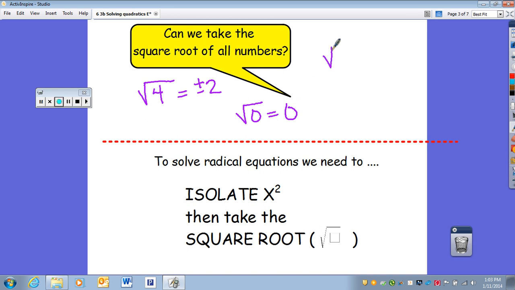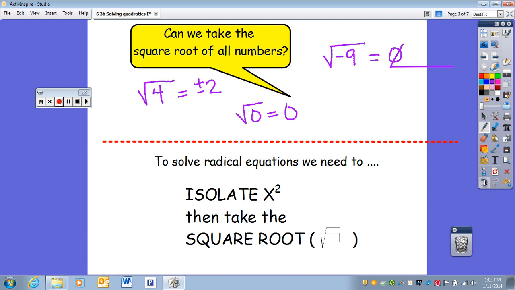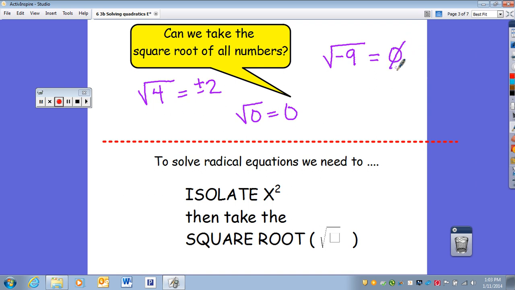But can we take the square root of a negative number? What two numbers can I multiply together that are exactly the same that will give us a negative 9? In this case, there would be no solution in the real number system because I cannot multiply two numbers together that are exactly the same to give us a negative 9.